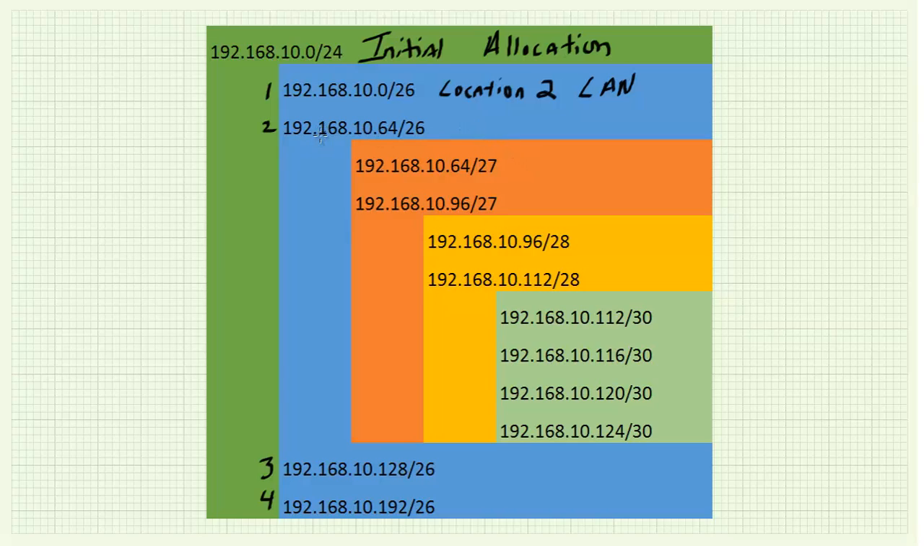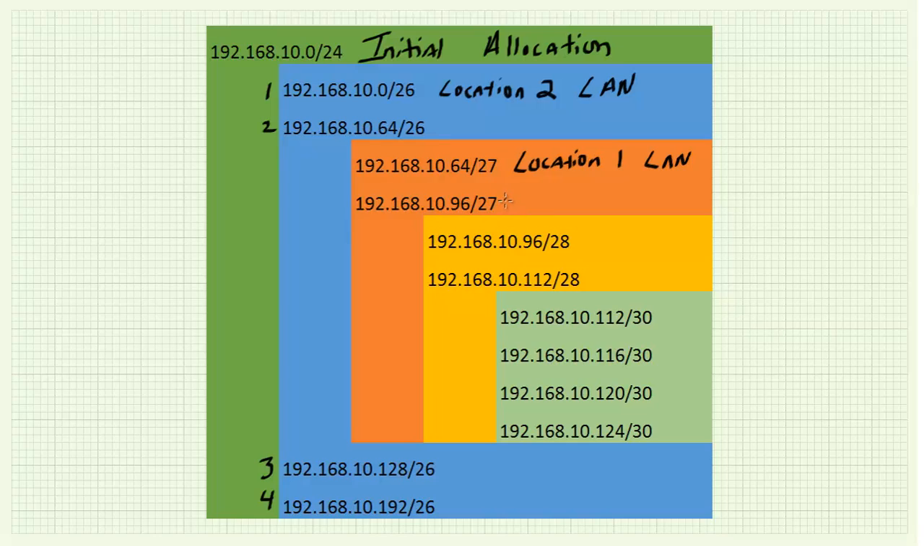Then we took the second subnet and subjected it to further subnetting. This is where we subnetted a subnet. We took the 192.168.10.64/26. We moved the mask over 1 bit and broke that down into 2 /27s. The first of these /27s we assigned to the local area network back at location 1. And the other /27 we subjected to further subnetting.